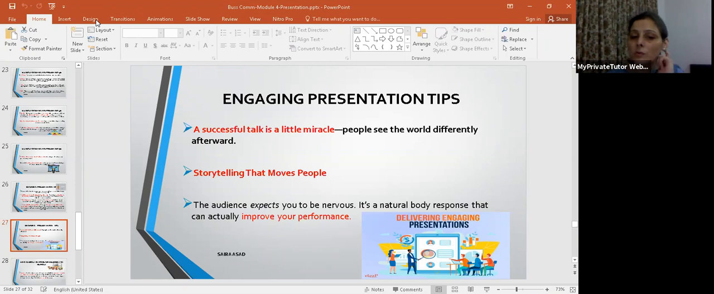And the audience expects you to be nervous. Always keep this in mind, it's a natural body response that can actually improve your performance. You should know that the audience is there. They are going to make you confused. They're going to ask you questions that can confuse you. But that improves your performance.